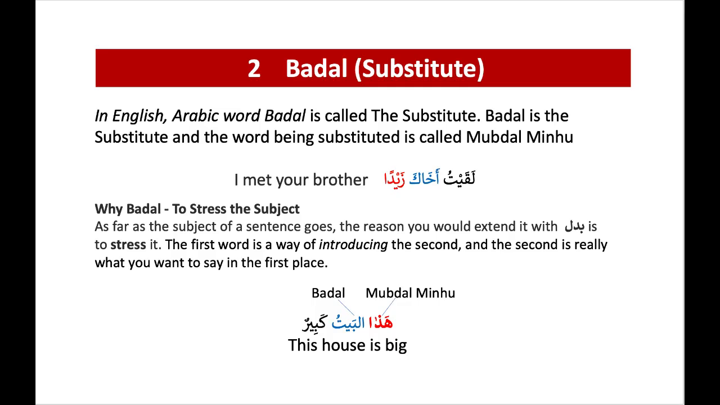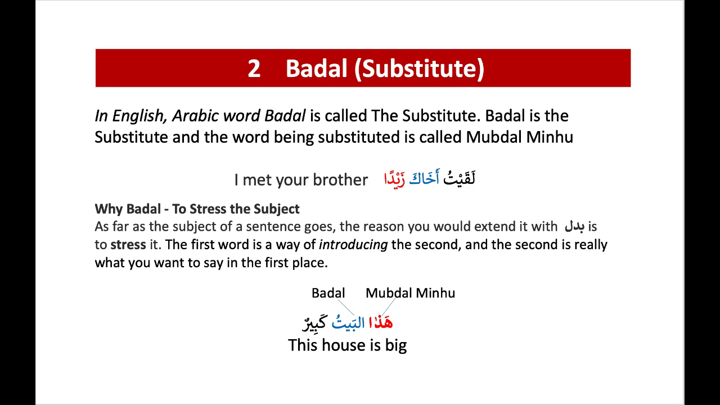In English, the Arabic word Badal is called the substitute, meaning replacing another ism. Badal is the substitute, and the word being substituted from is called Mubdal Minhu. The first ism is a way of introducing the second, and the second ism is really what you want to say in the first place.